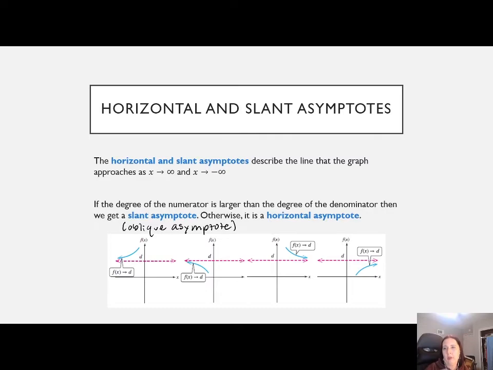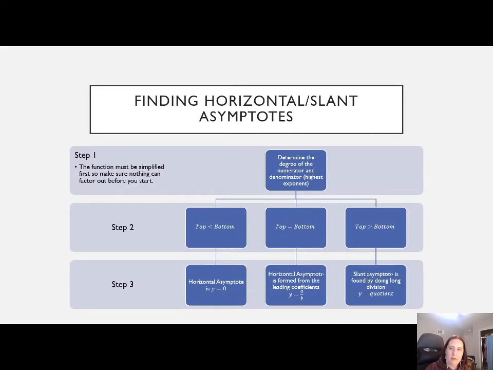And these are just visual examples of what the horizontal asymptote looks like when you graph it. I did my best to come up with this if statement to find these horizontal and slant asymptotes. The first step is you need to figure out the degree of the top and the bottom, but you need to simplify first. Just like we had to simplify to find the vertical asymptote, you have to simplify to find the horizontal asymptote. Once you've canceled things out, you find the degree of the top and the degree of the bottom, and your choices are: the top is smaller than the bottom, equal to the bottom, or greater than the bottom.